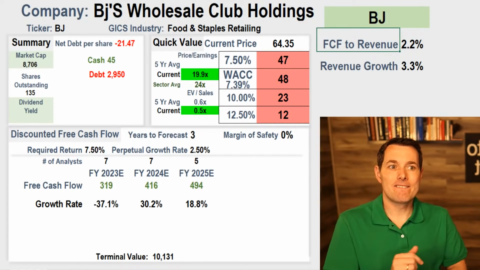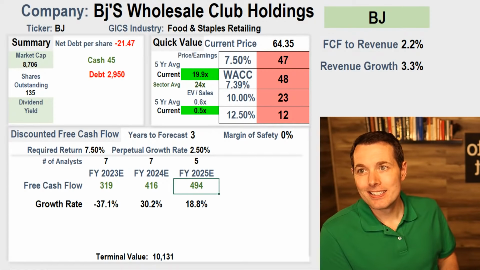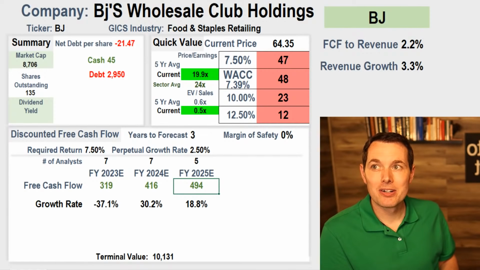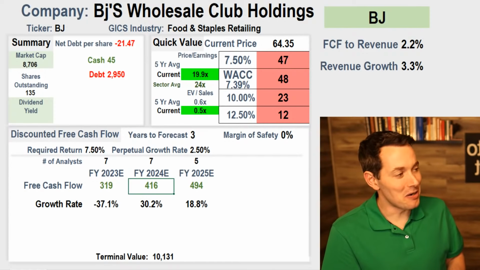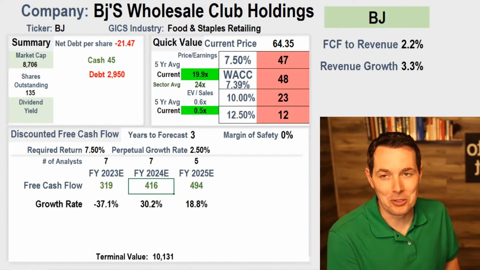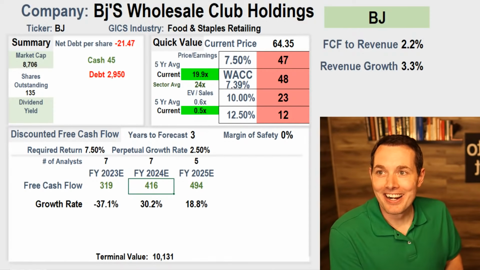And yeah, they're only $494 million in free cash flow. Now you're a Costco guy because of that. Yeah, now I'm a Costco guy. Turns out Costco paid much better. There's a Costco right around the corner. I didn't even look.